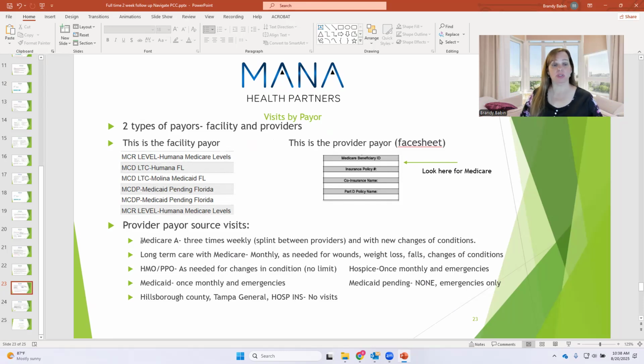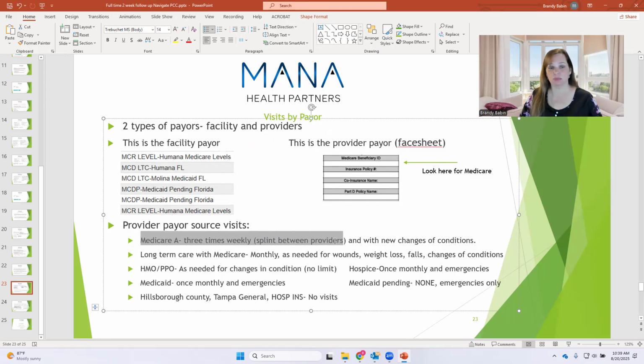So how often can you see the patients? I think this was in the payer video, but again, I need to bring it back to your attention because this is such an important issue. A Medicare A patient can be seen three times a week, split between providers, and with any new change of condition, we should be seeing them weekly, at least once a week. So let's say the doctor comes in three times a week, we still need to see them once. We still need to see them at their baseline and how they're progressing.